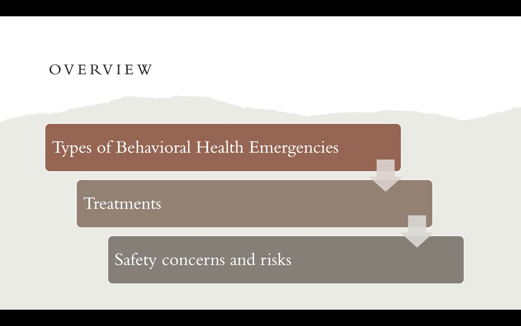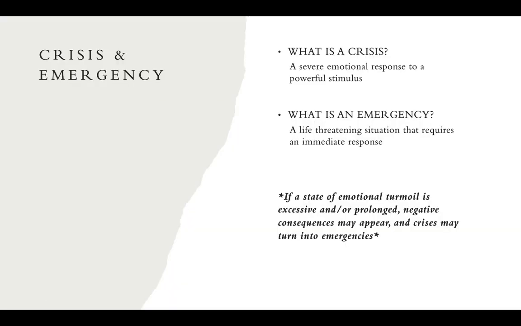An overview of today's presentation. We will delve into the types of behavioral health emergencies as well as their treatments, followed by some safety concerns and risks associated with each. Starting off today, we are going to discuss the difference between crisis and emergency. What is a crisis? A crisis is a severe emotional response to a powerful stimulus.